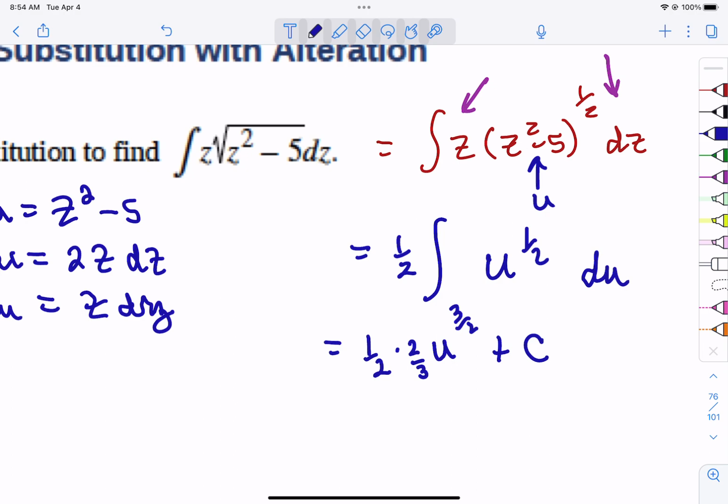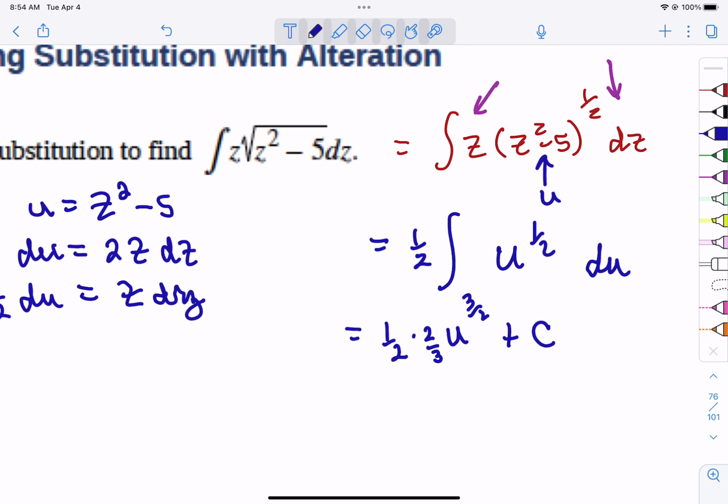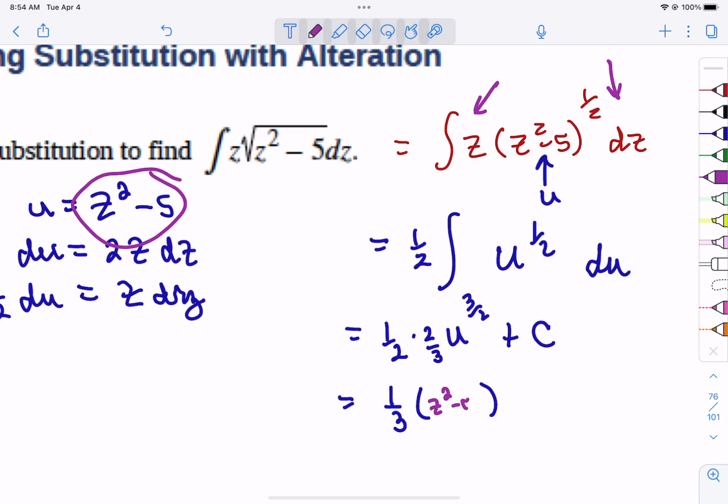Now we're not done until we have actually simplified it a little bit, made it prettier, and then stuck the u back in. So we're going to get 1/3. This is what goes back in, z squared minus 5, to the 3/2 plus c.